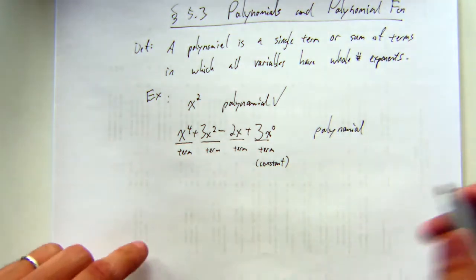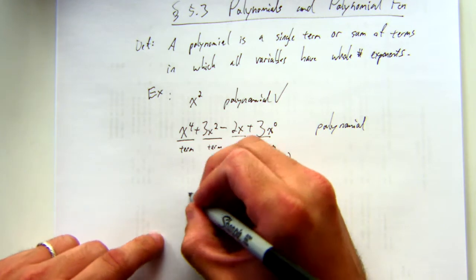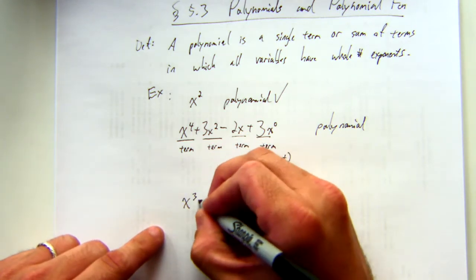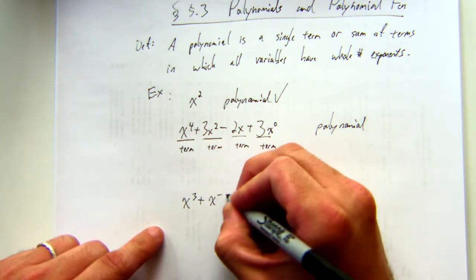Jumping ahead. One more example. What about x cubed plus x to the negative 2?